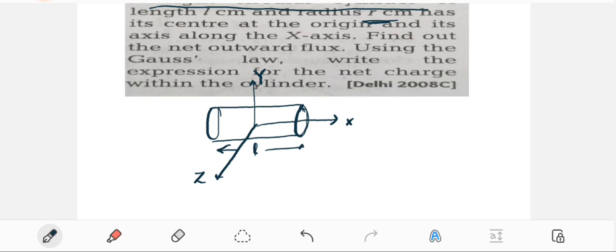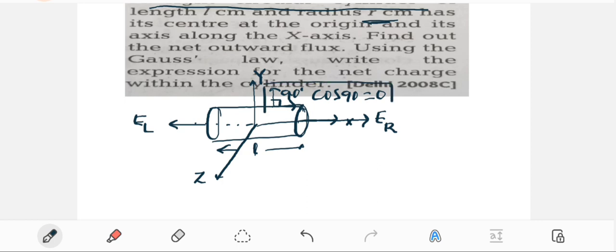And when we talk about the electric field, one will be along the right hand side, along the positive x-axis. Let us consider this is E_R, that is the right hand side. The other will be along the left hand side, that is the negative of E. Let us consider this is E_L, and the other will be perpendicular to the surface. This is 90 degree. Here cos 90 is equal to 0, so we don't have to consider this part. Now we will be considering the right hand side and the left hand side only.